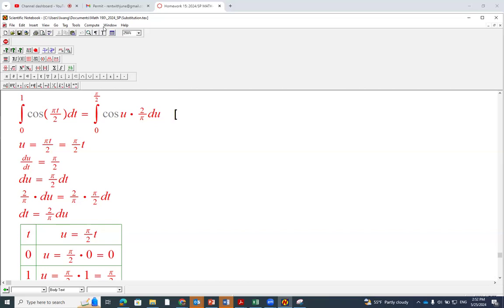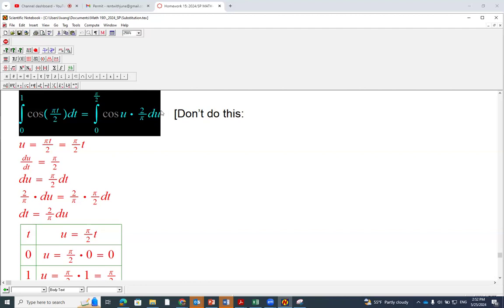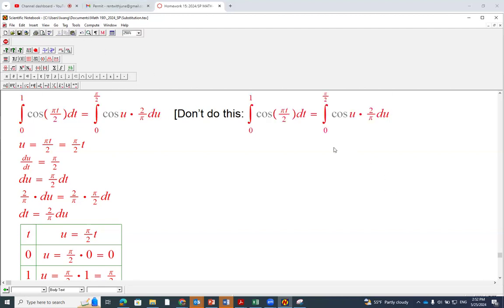Okay, so I'm going to put it here. Don't do this. What do I mean? I see this kind of mistake often. Instead of doing this, some people would do this to be 1. They didn't change for t, or this one is still dt.